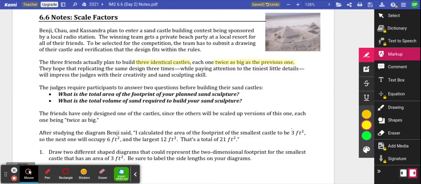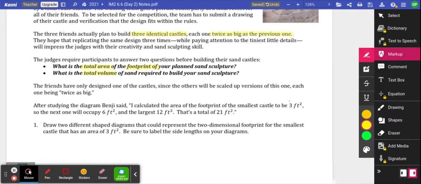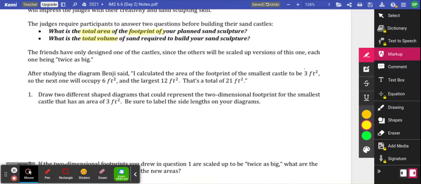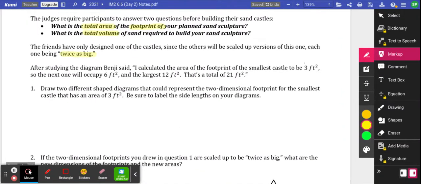So the judges require participants to answer 2 questions before building their sandcastle. What is the total area of the footprint of the planned sand sculpture, and what is the total volume of the sand required to build the sand sculpture? So the friends have only designed one of the castles, since the others will be scaled up versions of this one, each one being, remember, twice as big, right?